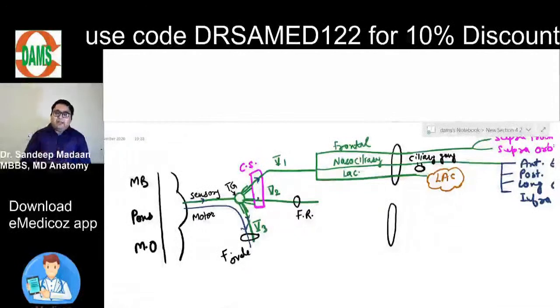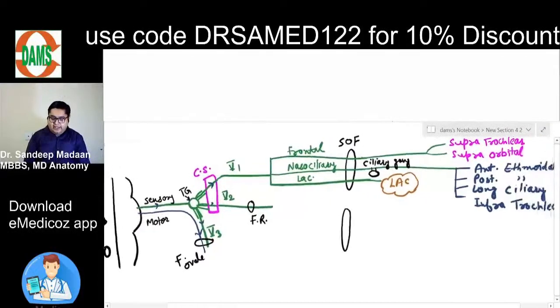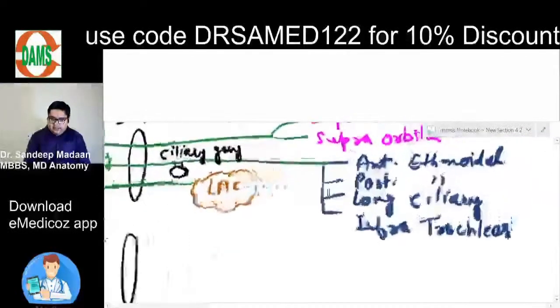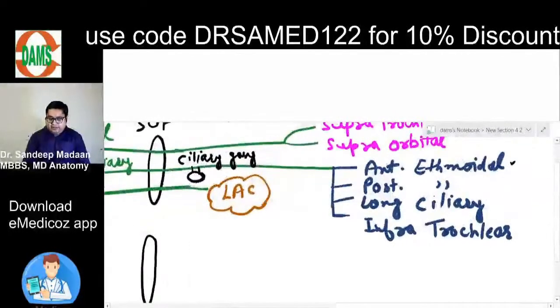The ophthalmic division will divide into three branches: one is lacrimal, one is frontal, the third is nasociliary. The lacrimal nerve will pass through the superior orbital fissure, which we have drawn here, and it will go and supply the lacrimal gland. The nasociliary nerve will hold a ganglion called the ciliary ganglion and will give certain branches: anterior ethmoidal, posterior ethmoidal, long ciliary, and the infratrochlear nerve.